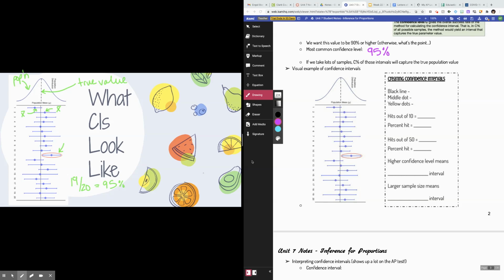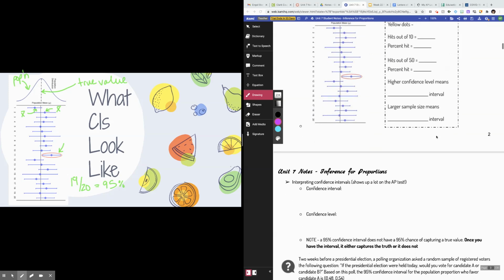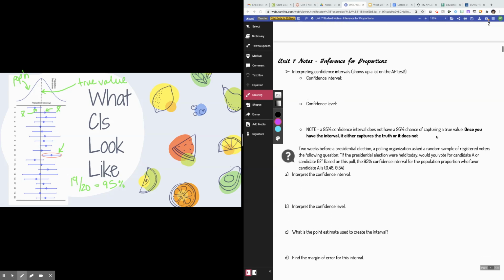So when we talk about confidence intervals, it's not that there's a 95% chance that your interval captures the true value. That's not what it is. It's saying if we run lots and lots and lots of confidence intervals, then we would say about 95% of them will capture that true value. Okay. All right.